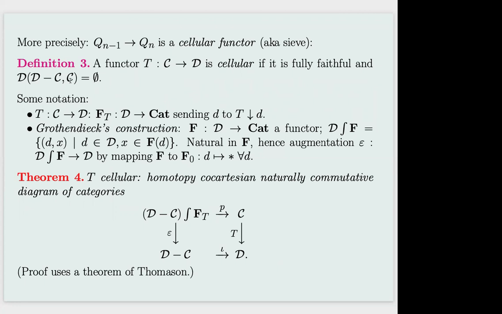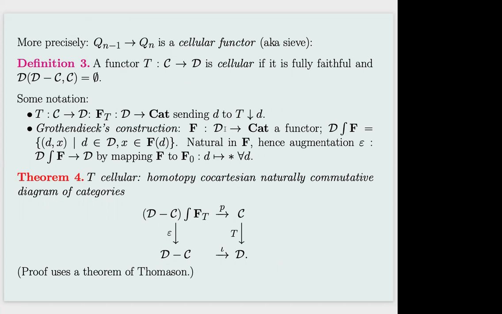Then to explain the next theorem, I need some notation. If I have any functor T from C to D between two categories, I write F_T for the functor from D to Cat, the category of small categories, which sends an object d to the comma construction T down arrow d. So that's one thing. And the second thing is what is called Grothendieck's construction.